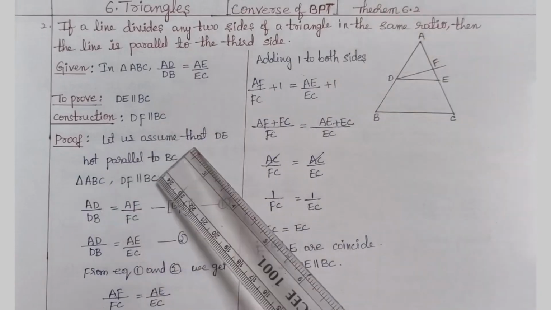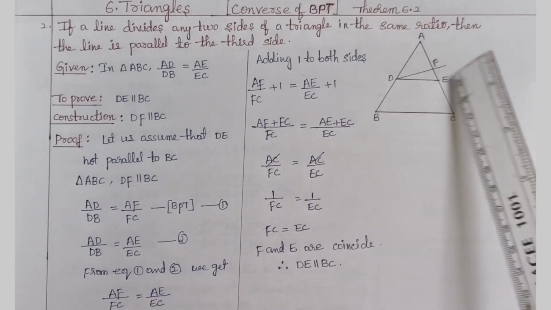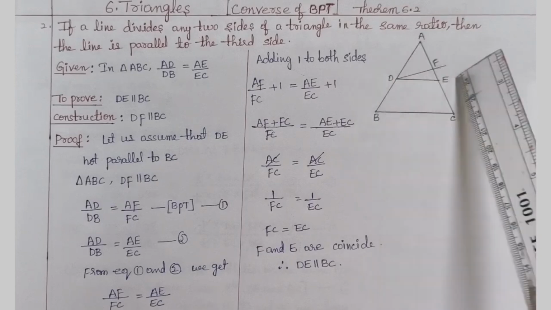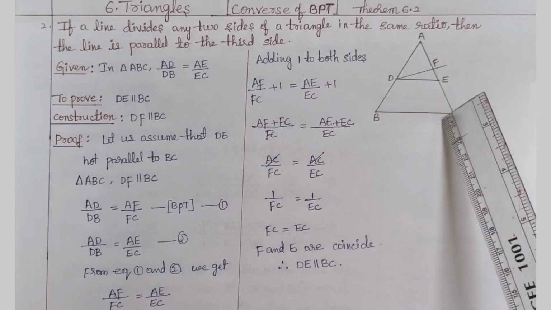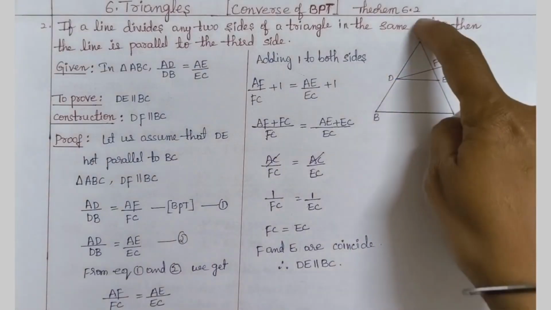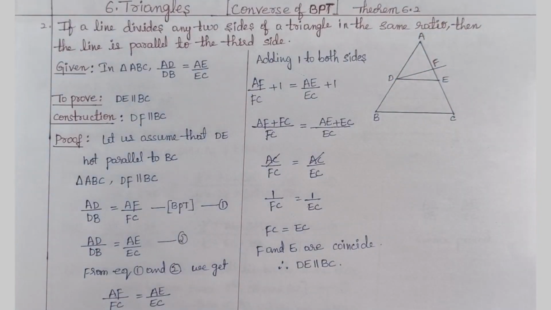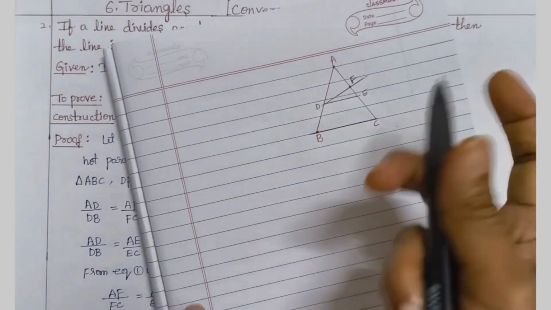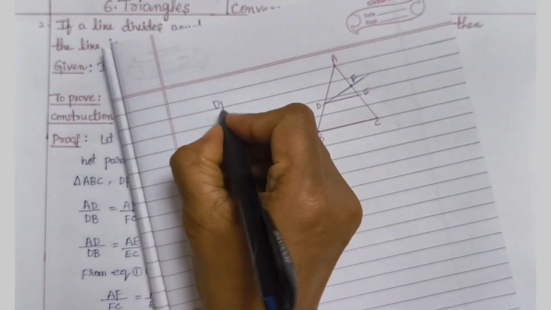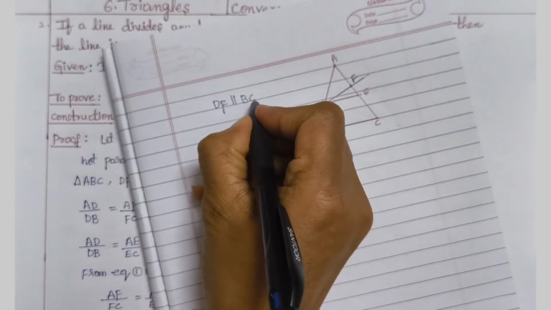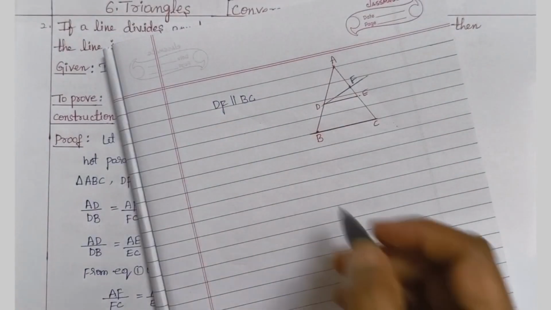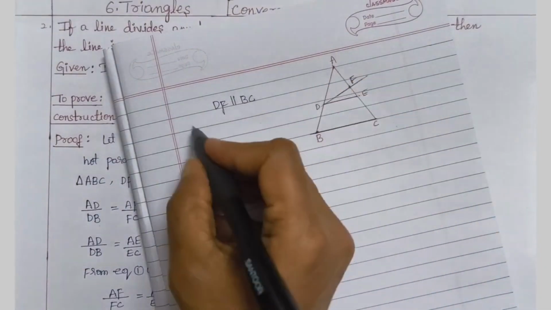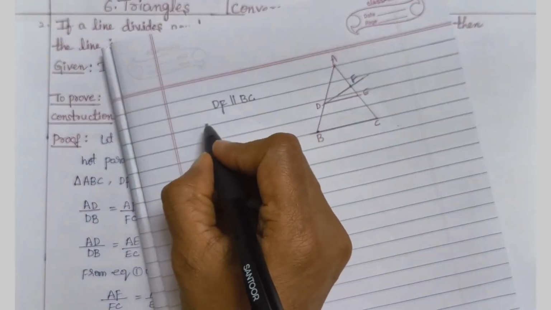What is the proof? Carefully listen. Now let us assume that DE is not parallel to BC. If this line is not parallel to BC, then what is the parallel? See here, DF is parallel to BC. Now DF is parallel to BC, so what happens here? In triangle ABC, we will take it.